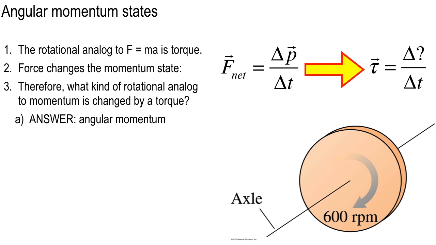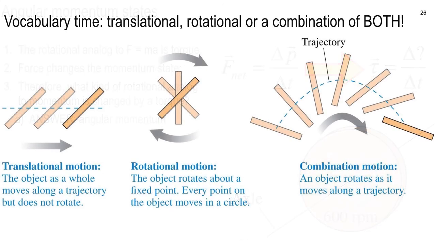So here's a little vocabulary blurb, and this is actually from an old textbook that I used to use, but it's pretty good. Translational momentum or linear momentum is the momentum an object has, mv, from just moving from point A to point B. That's what we call translational motion or linear motion along a straight line. All right.